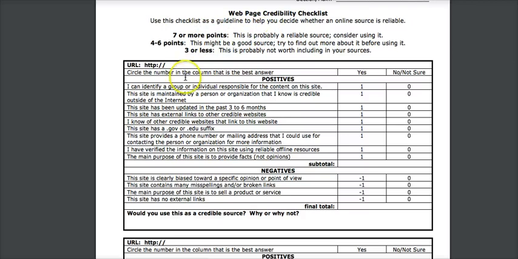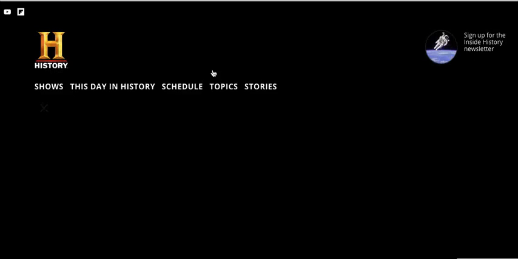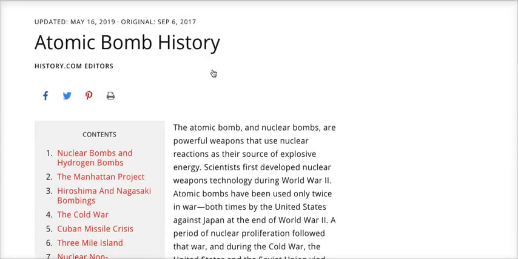So there's some things that you're looking for. You're looking for a group or individual that's responsible for the content on the site. I'm going to use the history.com one, that's my top one, to show you things in this area. So if you scroll down a little bit, we know here the history.com editors, they're the ones that are responsible for the content on the site.